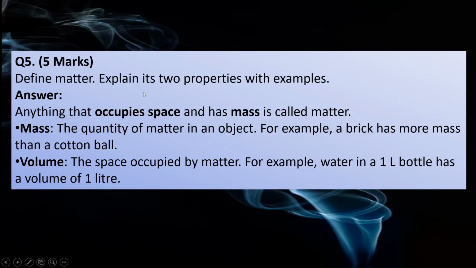Question number 5, 5 marks. Define matter. Explain its two properties with examples. Answer. Anything that occupies space and has a mass is called matter. Mass, the quantity of matter in an object. For example, a brick has more mass than a cotton ball. Volume, the space occupied by matter. For example, water in a 1 liter bottle has a volume of 1 liter.